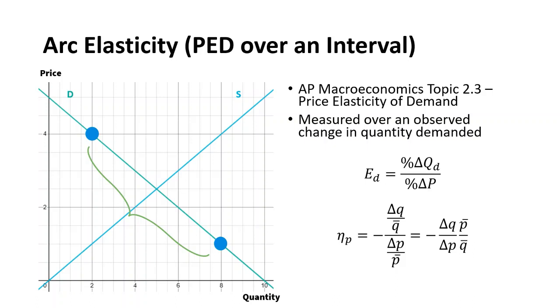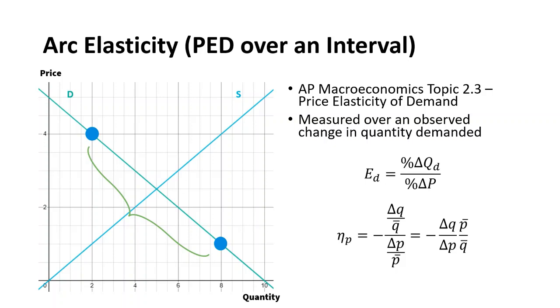The next topic I'll be discussing is called arc elasticity, which is the same thing as price elasticity of demand over an interval. In the AP Macroeconomics curriculum, this is topic 2.3, which we learn is price elasticity of demand. One thing that's important to note about arc elasticity is that it's measured over an observed change in the quantity demanded. The formula we learned in class was price elasticity of demand is the percentage change in the quantity demanded over the percentage change in price.